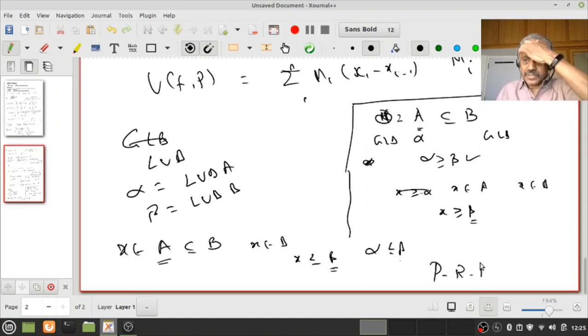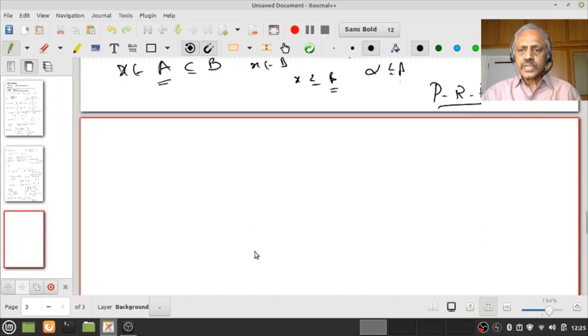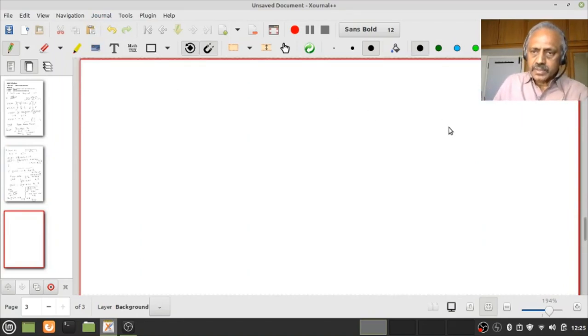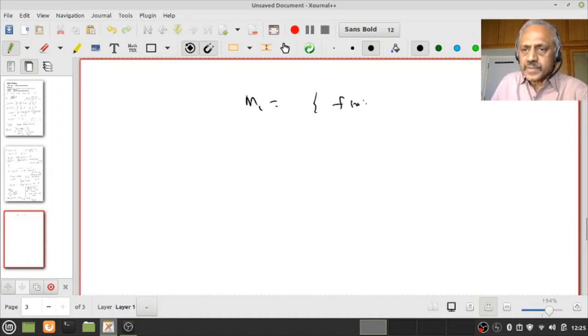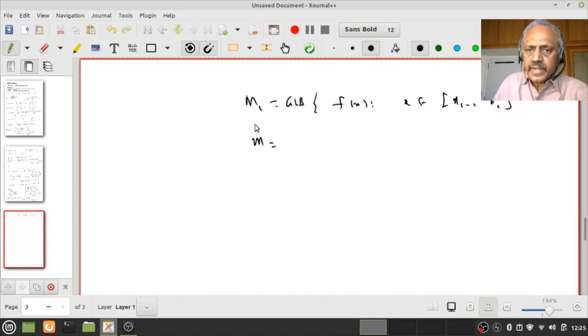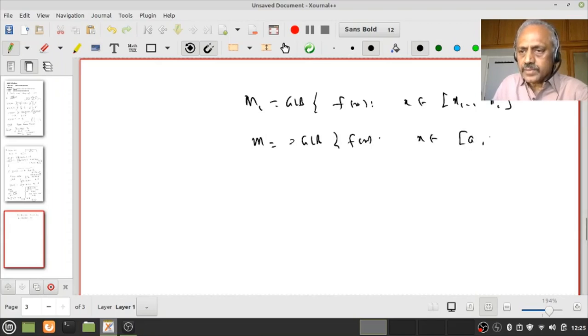I'll give you some chance to review this in mind. Okay, don't use pen and paper, try to go through this in your mind. So let's go back to the earlier thing. Therefore, now what is M_i? It is LUB of this set f(x), where x lies in the interval x_{i-1} to x_i. But what is little m? This is GLB of the set f(x). But where does x run? x runs over all of [a,b].